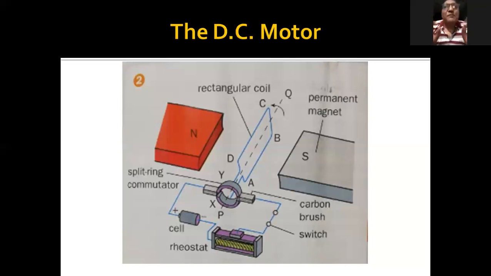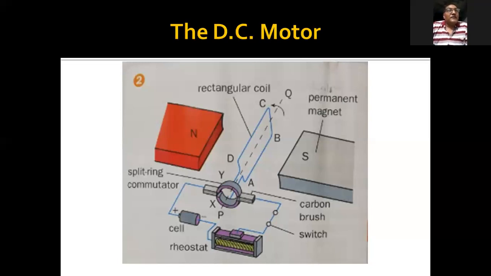So this is the basic function of the split ring commutator. When the coil becomes vertical, what does the split ring do? It reverses the direction of the current in the sides of the coil, and this reverses the direction of the force acting on them, and this makes sure that the coil rotates continuously. It's a very important concept.